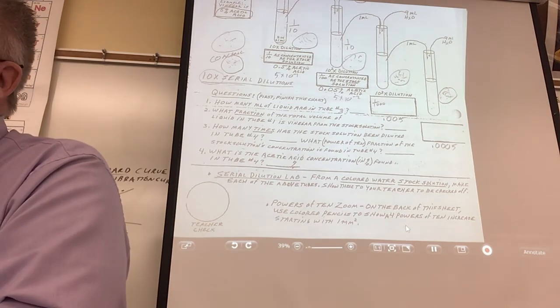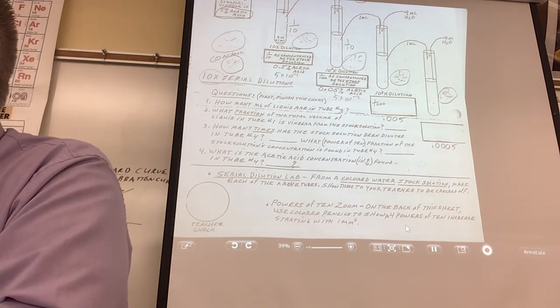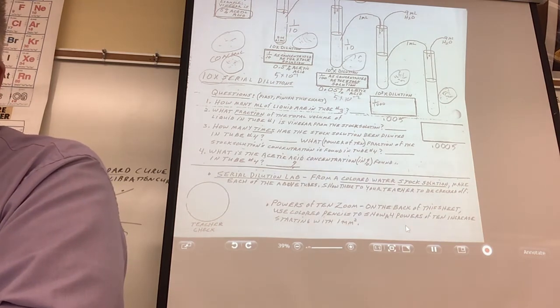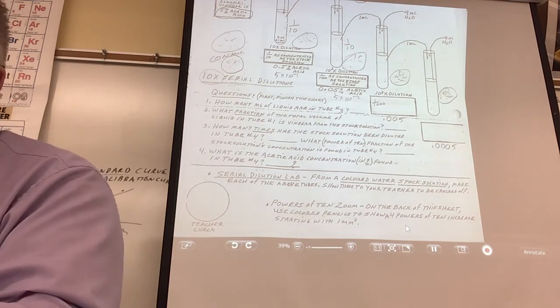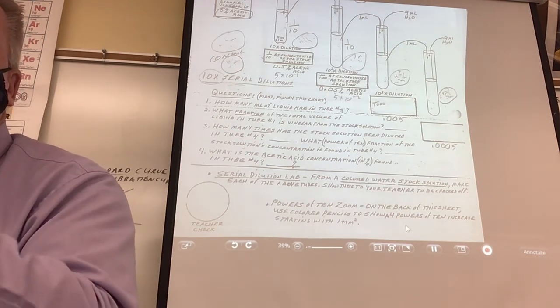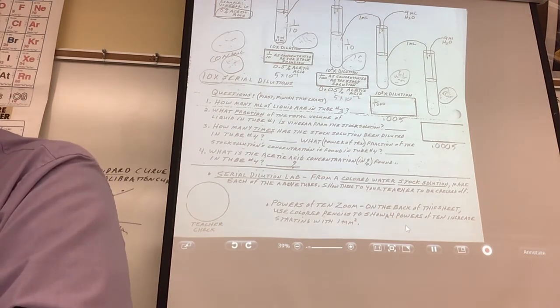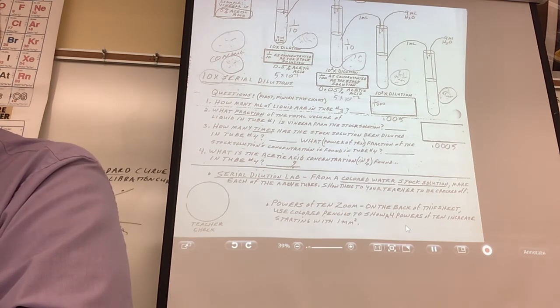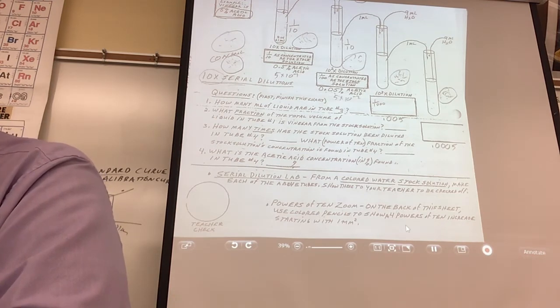Again, I'm trying my best. Just like a writing class, they're trying to make you better writers. I'm just trying to make you a better science student. You get that? And by now, if you had any gaps in here, you should be filling those gaps in. All right, next question. What is the acetic acid concentration found in tube number 4?